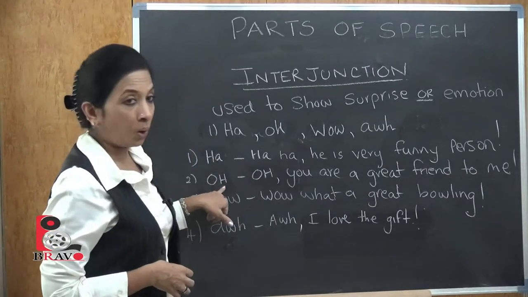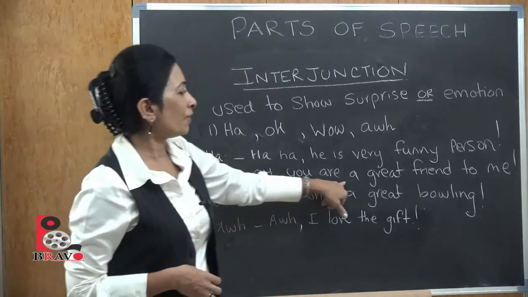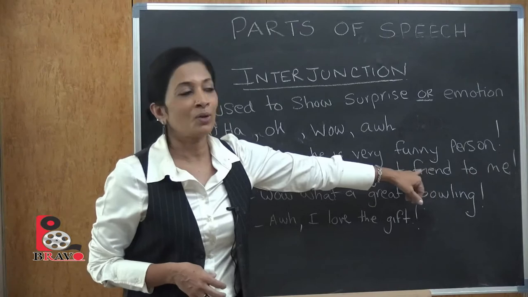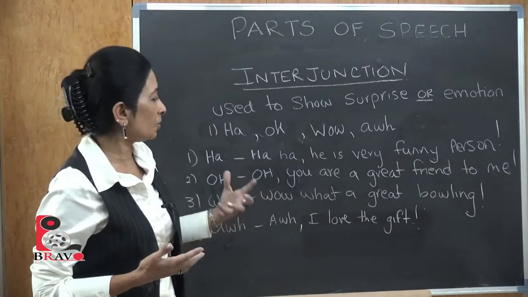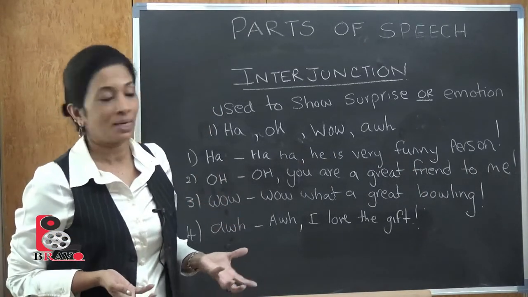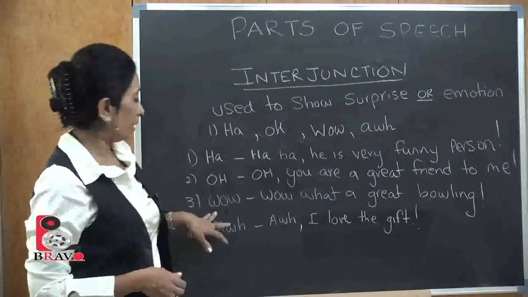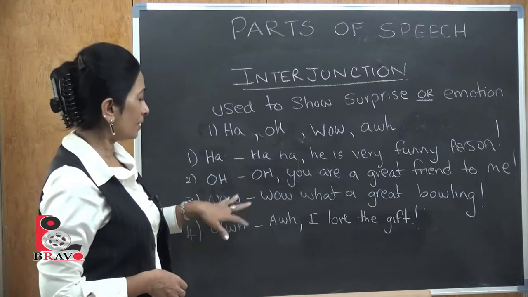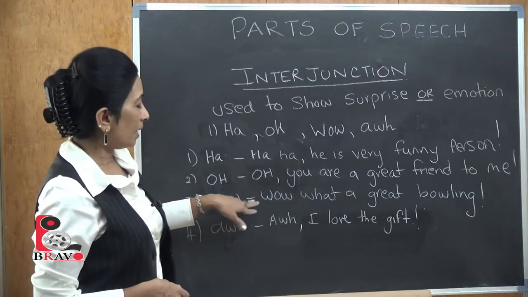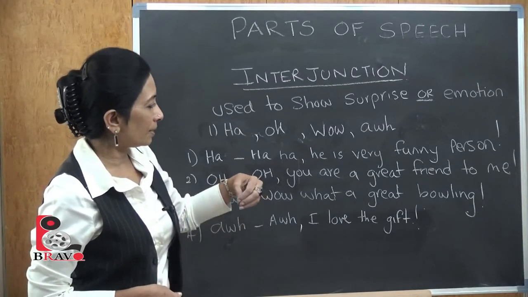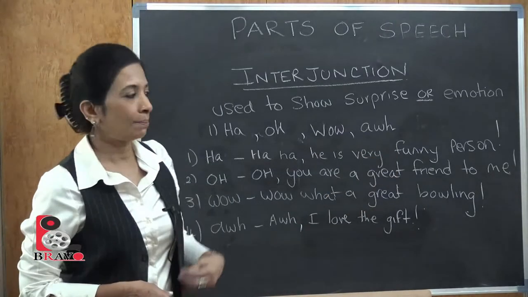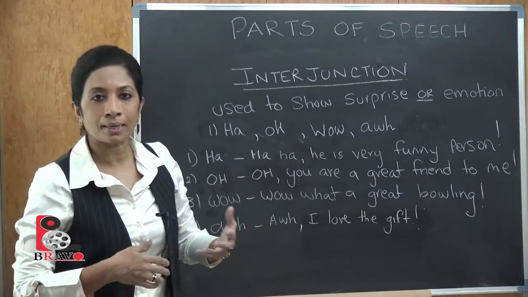The next one, oh, you're a very great friend to me. So when you have gratitude, when the person is so nice to you, you just say, oh, you're a very great friend to me. That comes with the emotion. Okay, we are moving on to the third one, which is wow. Now this is very commonly used. It's an expression to appreciate somebody's performance or ability.